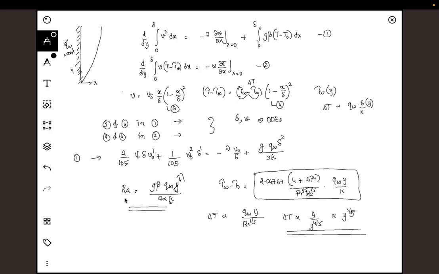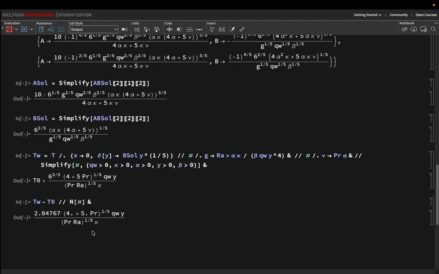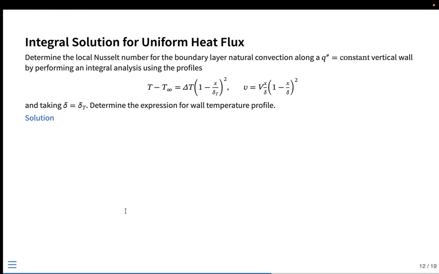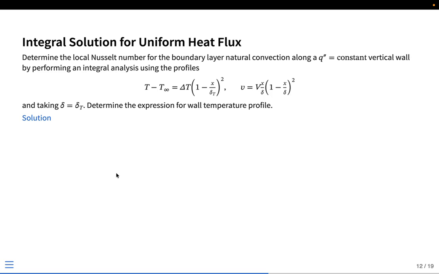Even when we were using the similarity method, we also got the same result that delta T will be proportional to Y to the power 1 by 5, which is again the same that we got here, of course, expressed in terms of non-dimensional numbers, but eventually it is the same equation. They would represent the same physics. Are there any questions? I'll give you a couple of minutes.